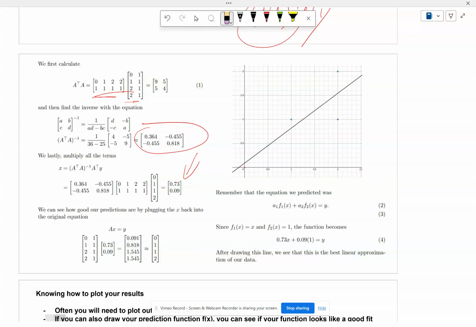Now, remember, the vector x is essentially equal to a1, a2. And what were a1, a2? Well, they're part of the function a1x plus a2. So we have now discovered what the function is. I wrote it here: a1 times x plus a2 is equal to y. These are the 4 points we have, and notice that after we come up with the best fit line, it looks like a reasonable fit.